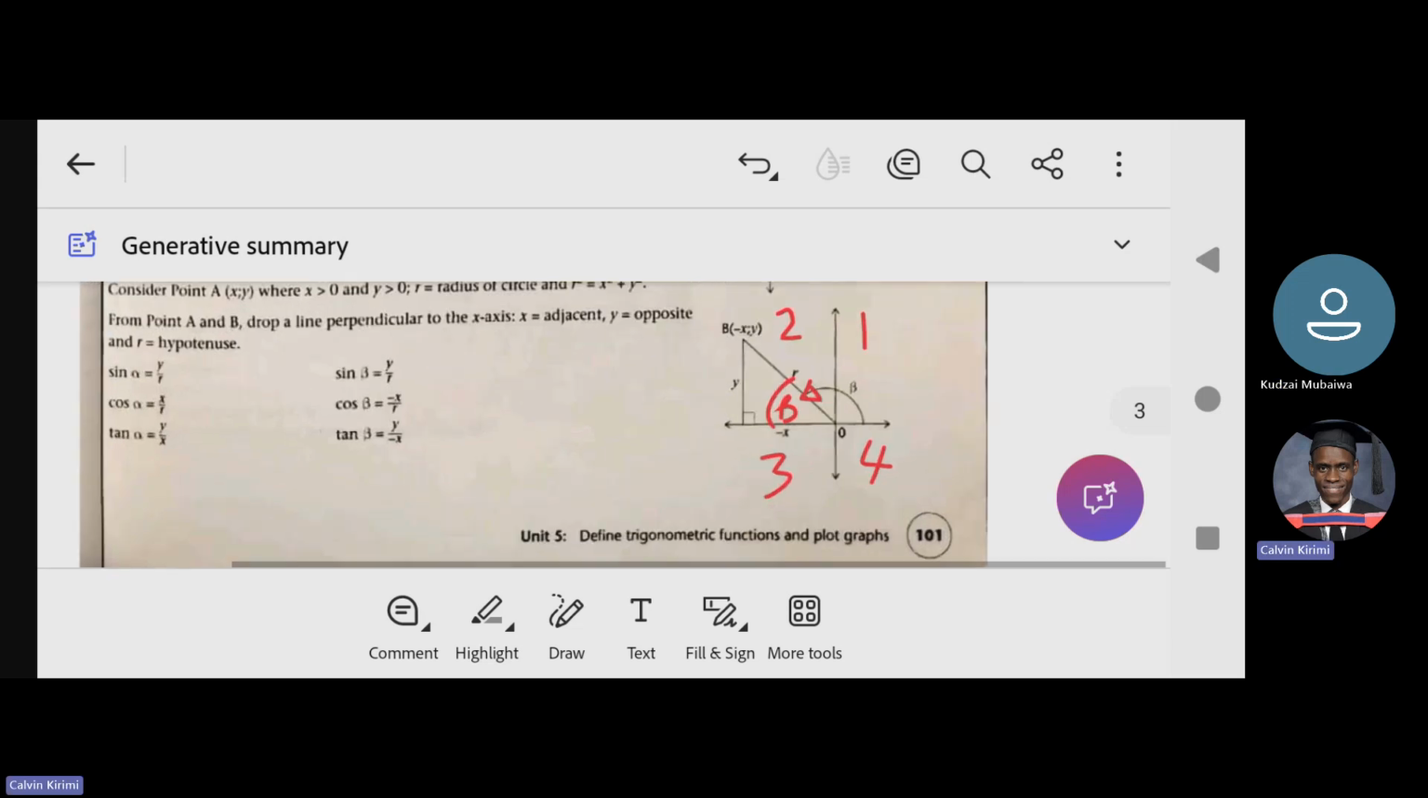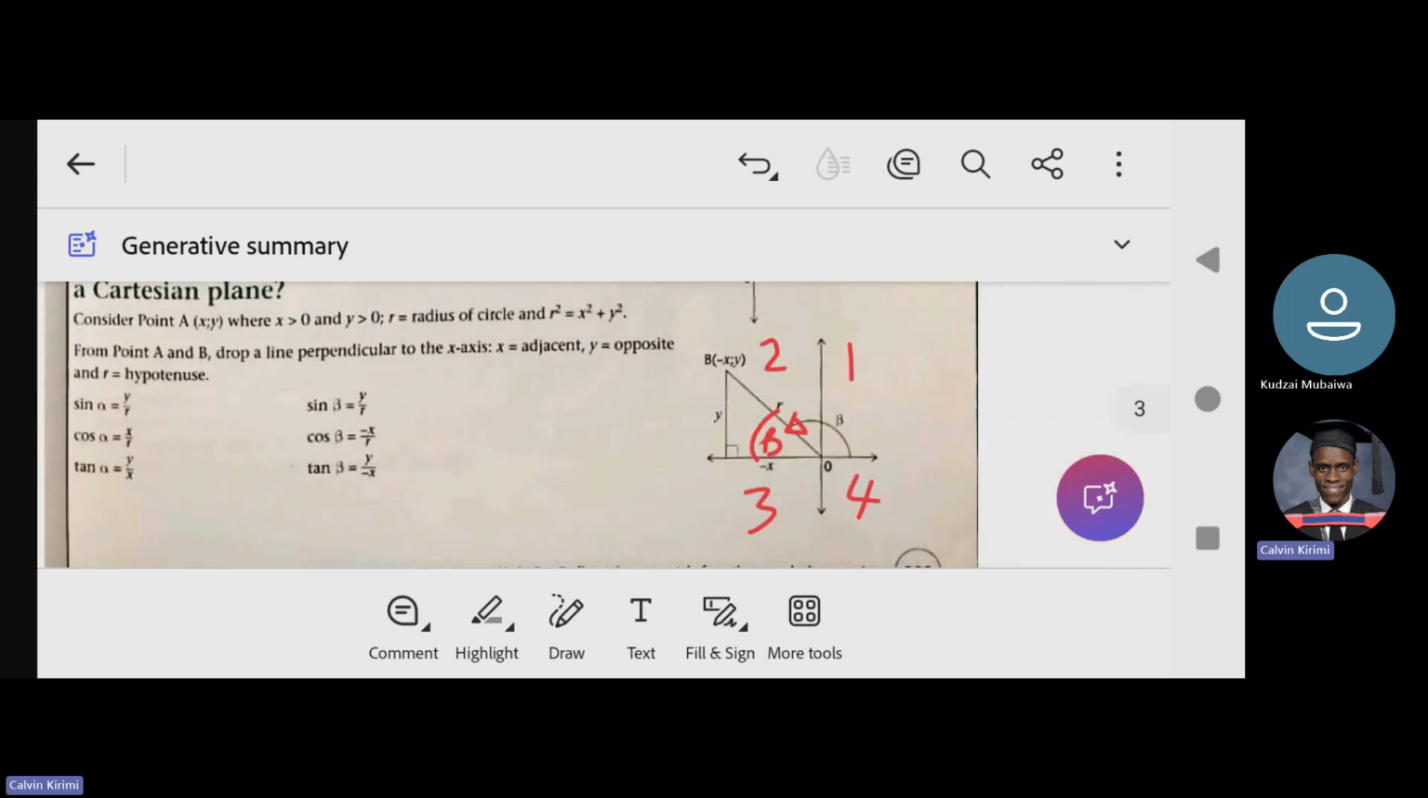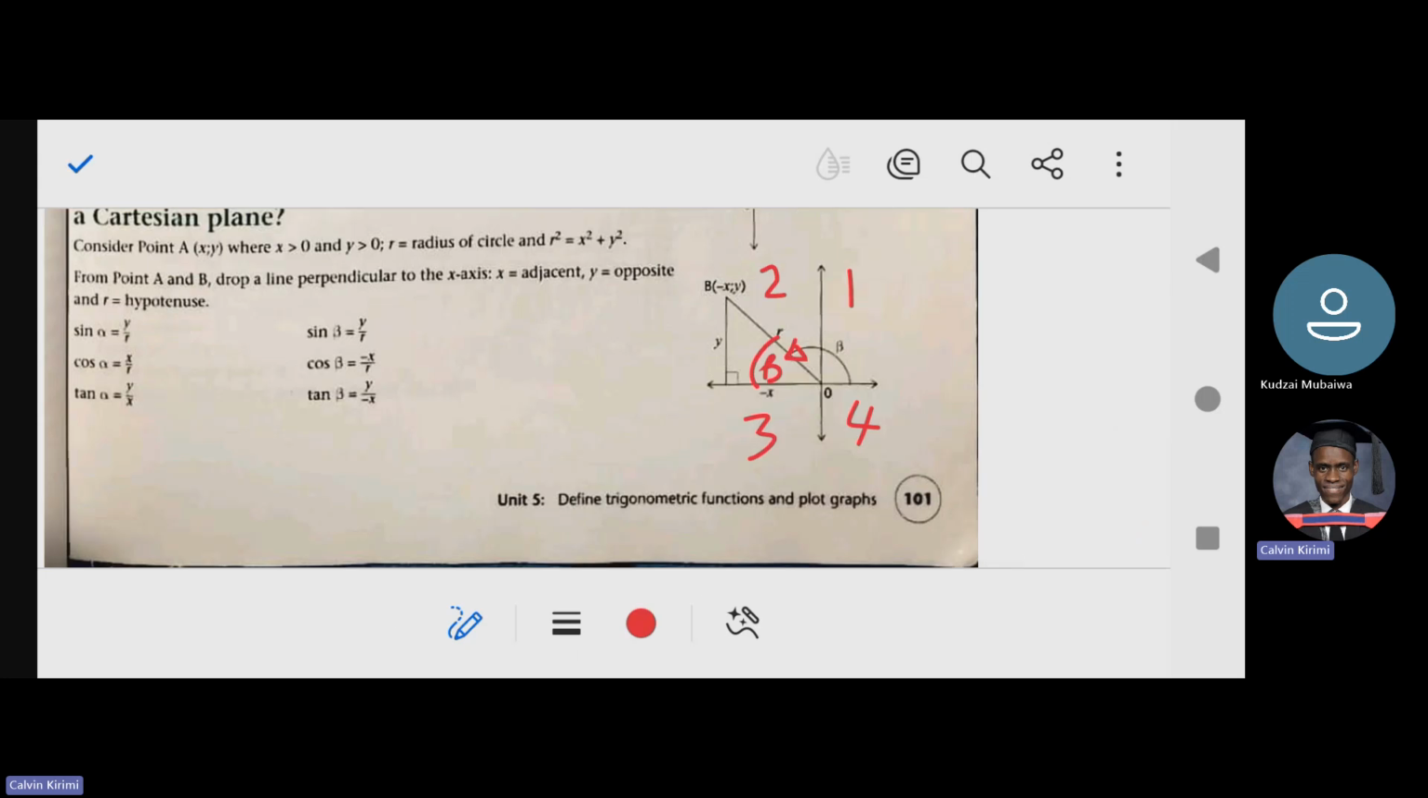Sine beta, that is the angle. What is sine? It means opposite of beta. There is y. That is the y. Opposite over hypotenuse. Your hypotenuse is the r. So it's y over r. But that y over r is positive. That's what we are saying. So y over r has to be positive. Why? Because it's quadrant number 2. Only sine is positive. If we are saying in quadrant number 2, only sine is what? Positive.